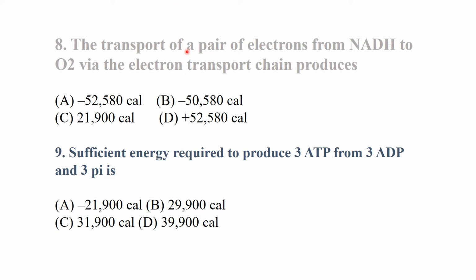The transport of a pair of electrons from NADH to oxygen via the electron transport chain produces how much energy? 52,580 calories of energy. The energy required to produce 3 ATP from 3 ADP and 3 inorganic phosphate is 21,900 calories.